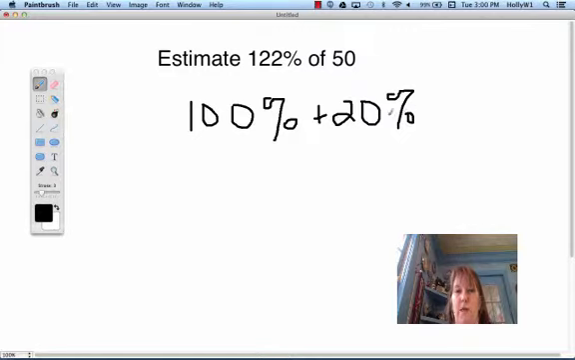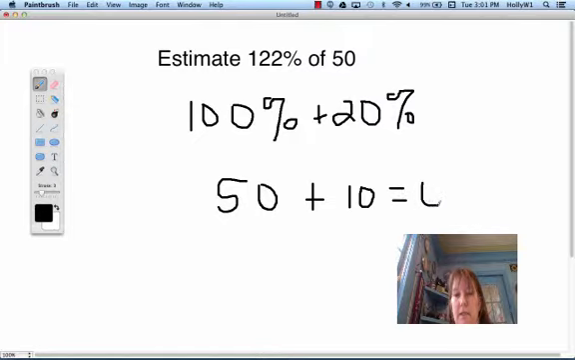So we know that 100% of 50 is 50. And then 20% of 50: 10% of 50 is 5, so 20% would be twice that, and that's 10. So 120% would equal 60. And that is how you estimate numbers that are over 100%.